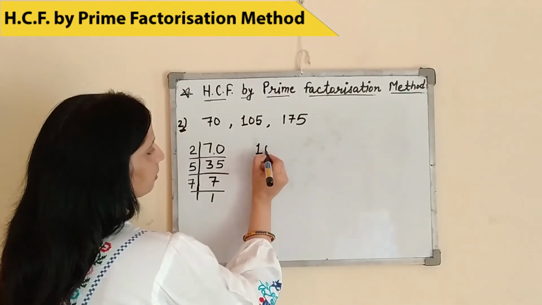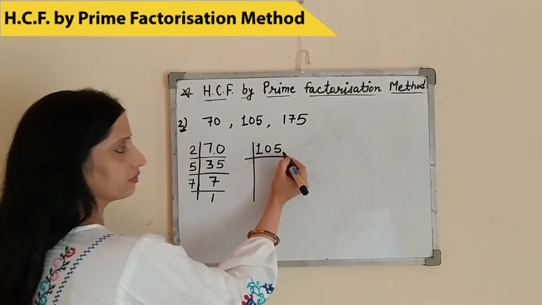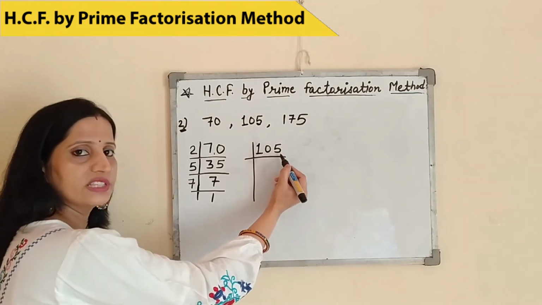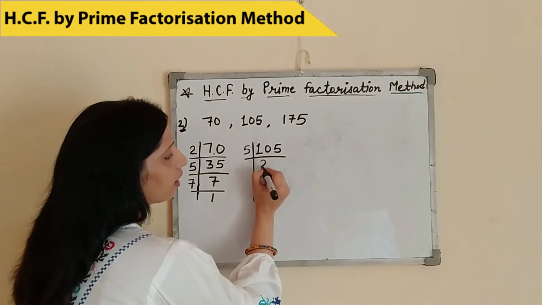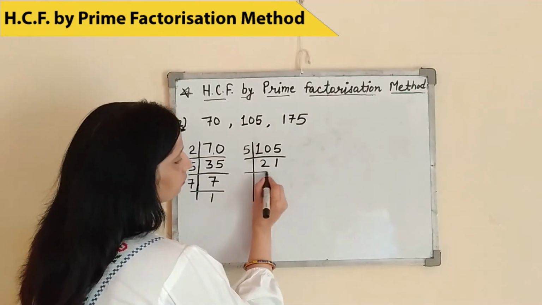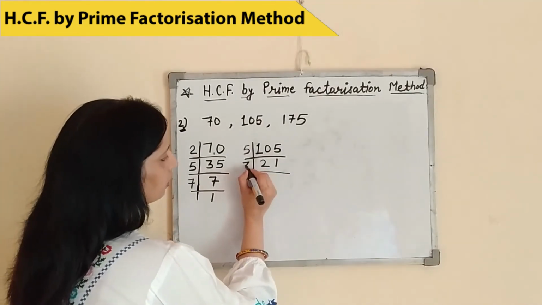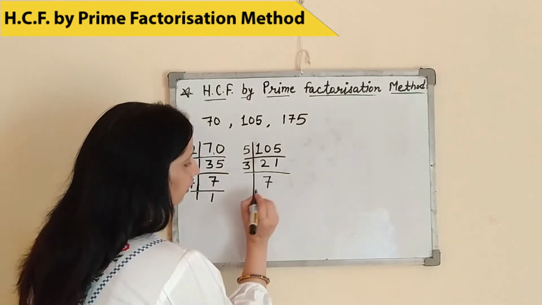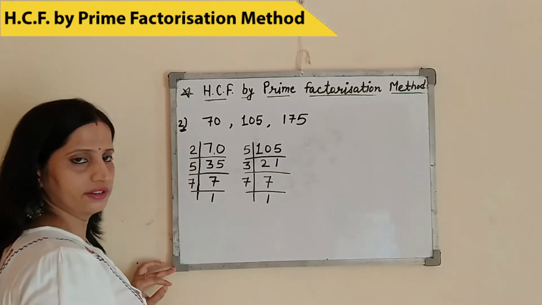Now let's take another number, 105. As its ones place digit is 5, we know that it will be divisible by 5. So do it by 5. 5 2s are 10 and 5 1s are 5. Now divide it by 3. 3 7s are 21. The last is 7 1s are 7.